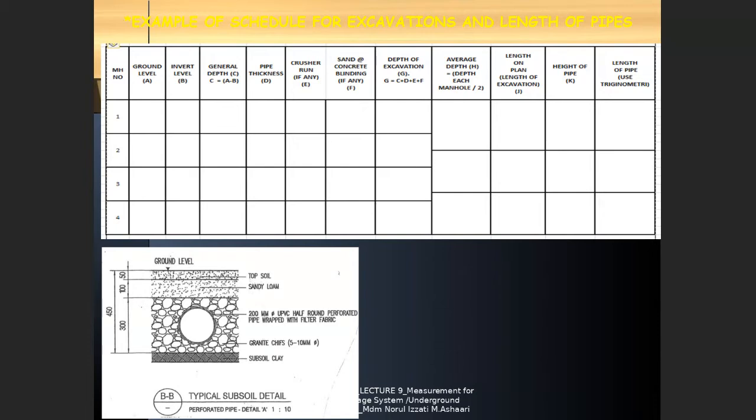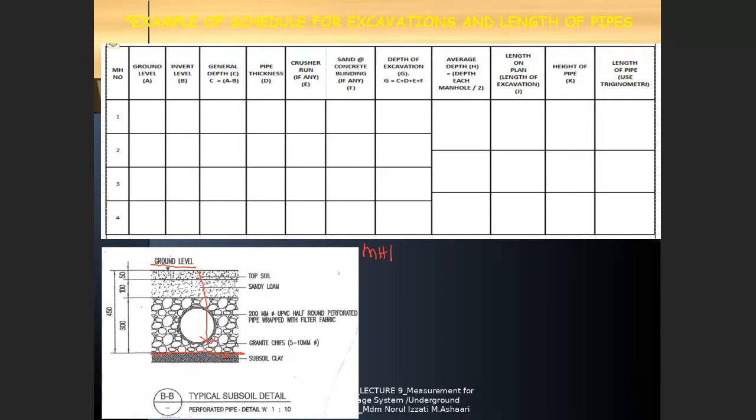Okay, we look at this drawing. Where is your subsoil? Where is the starting point? It is the ground level. Where is the end point? It is this level. Look at this level, the subsoil clay. So basically, how do you find the general depth? Now I give you one example.